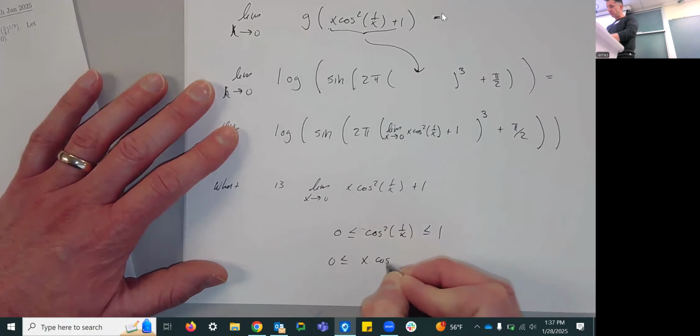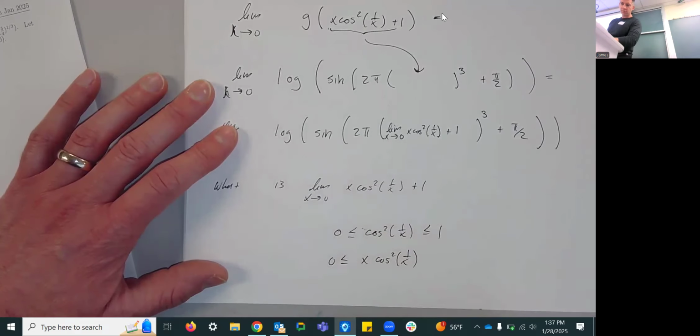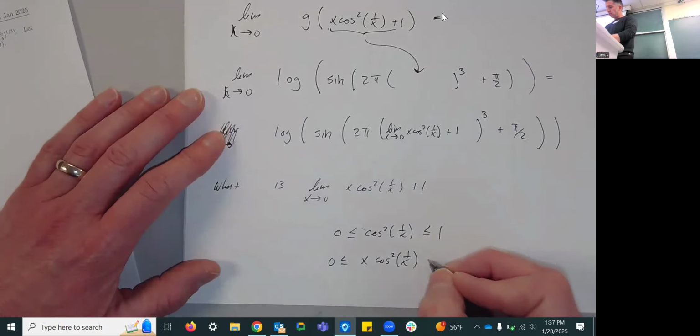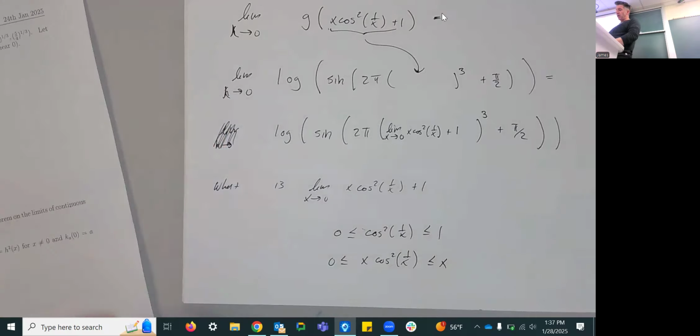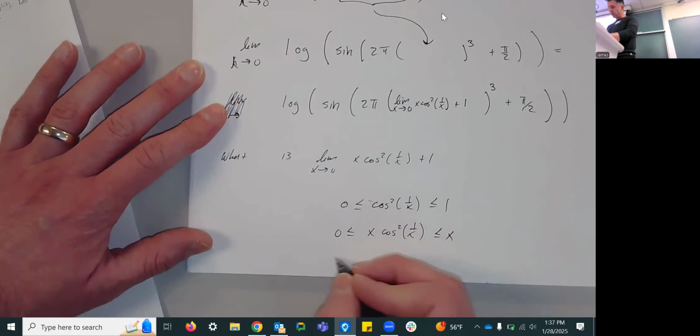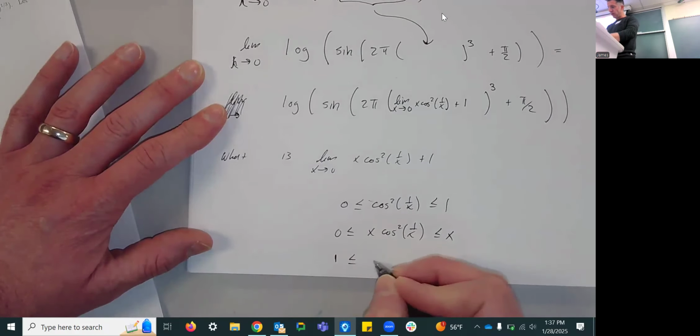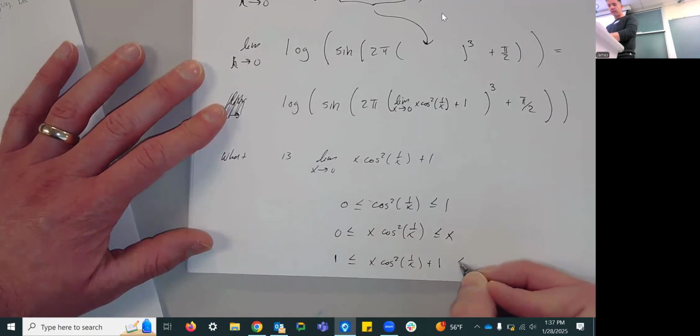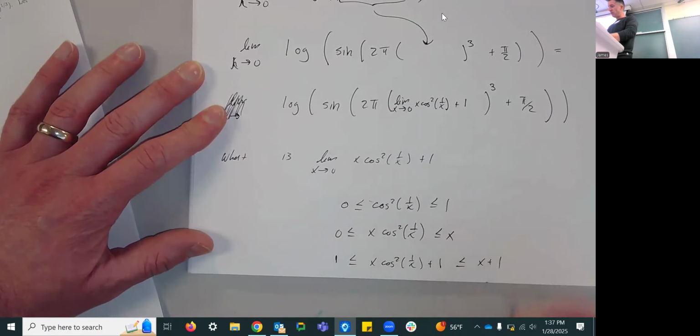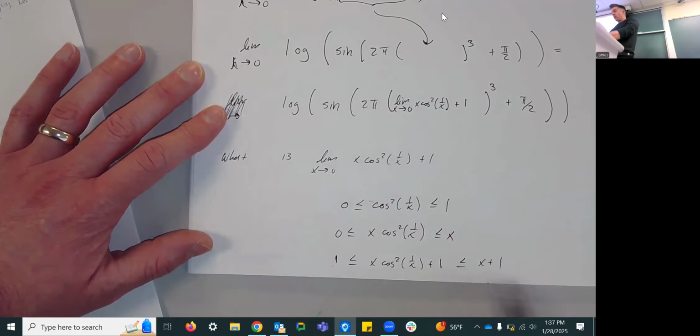X times cosine squared of 1 over x is less than or equal to x. And I'm going to add 1 to everything. So 0 plus 1 is 1, less than or equal to x cosine squared of 1 over x plus 1, less than or equal to x plus 1. And then we're going to take the limit of the outer parts.